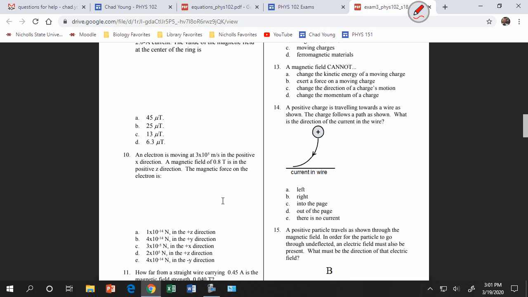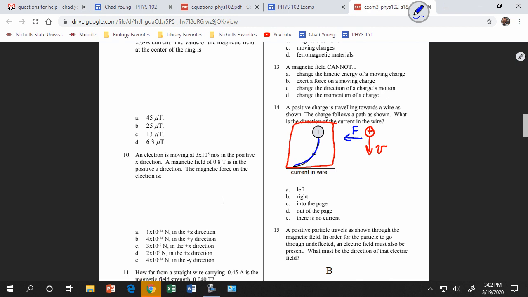The first thing that you want to do is just to think about this situation. Forget about the wire for now. I have a positive charge traveling with a velocity in this direction, and it experiences a force in that direction. That force is what causes it to move over in that direction.